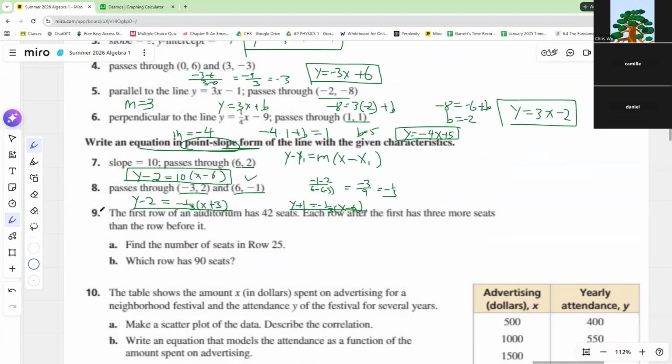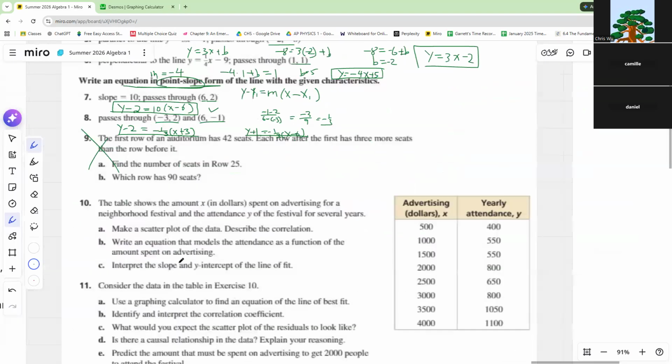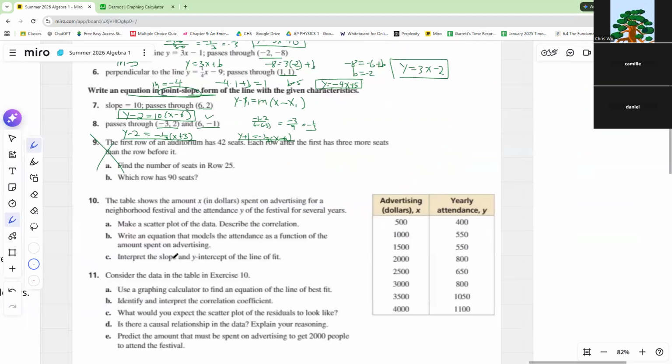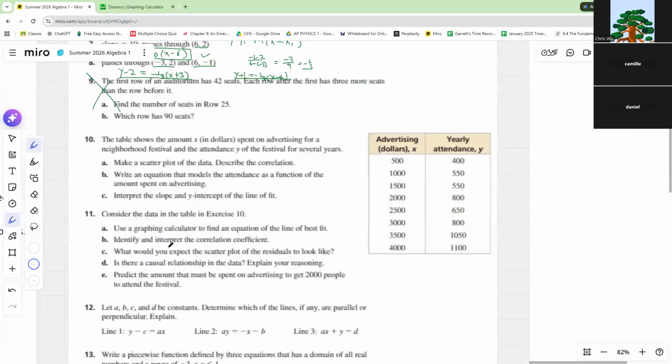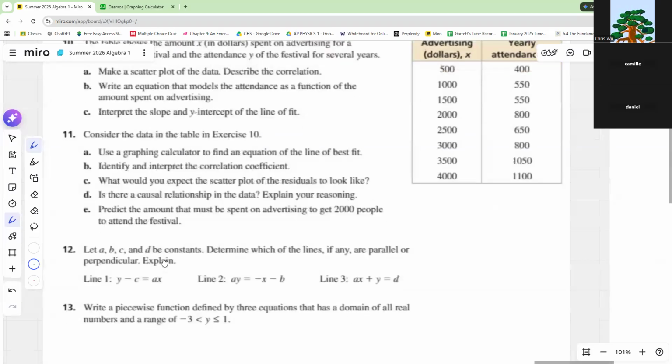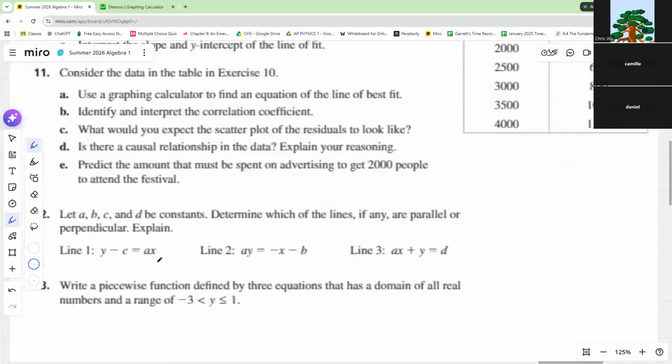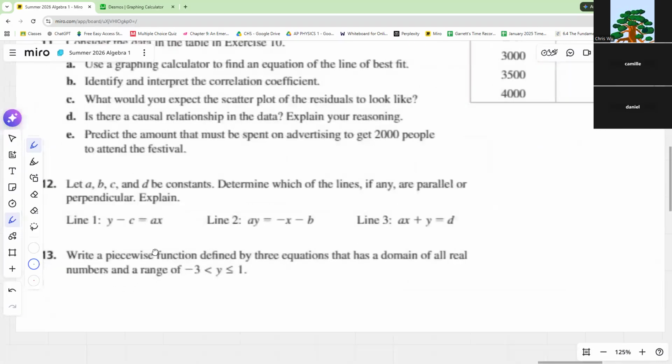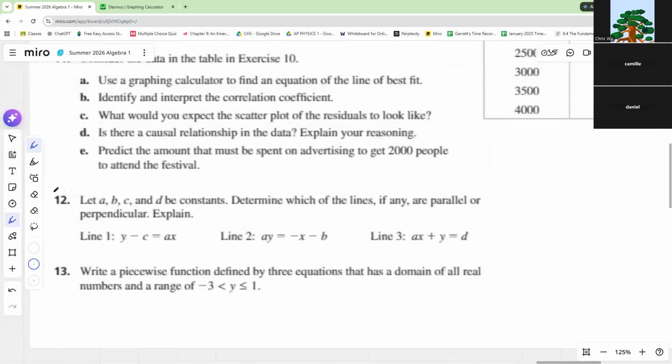We will skip this one because we didn't really do sequences, so that's that. Okay, let's see here. This is a challenging one, but let's give this one a try. Let a, b, c, d be constants, meaning just numbers, not variables. x and y are variables. Determine which of the lines, if any, are parallel or perpendicular to each other. So let's try this one out.